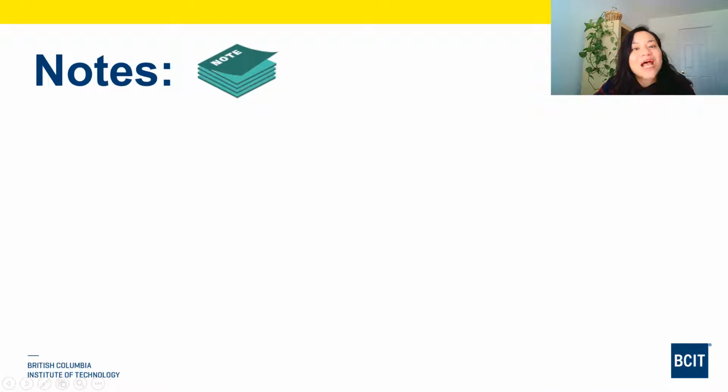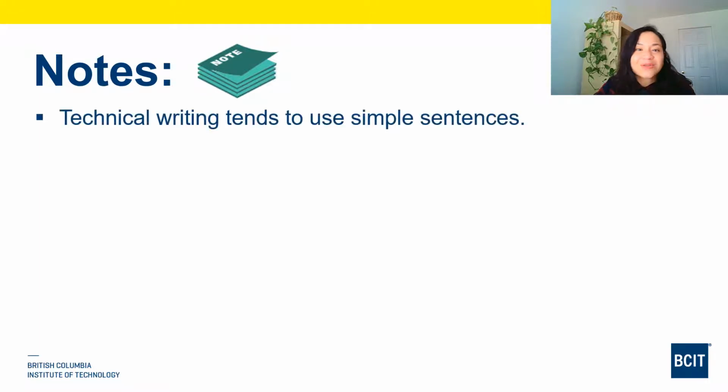Now, let's think about how to use a simple sentence. You saw earlier that using too many simple sentences can make writing choppy. It's true that reading a text composed of only simple sentences might become boring. However, consider these notes. 1. Technical writing tends to use simple sentences because they are clear to understand and easy to follow.